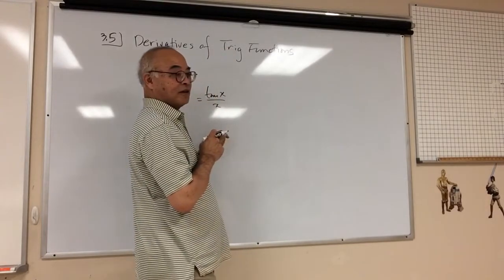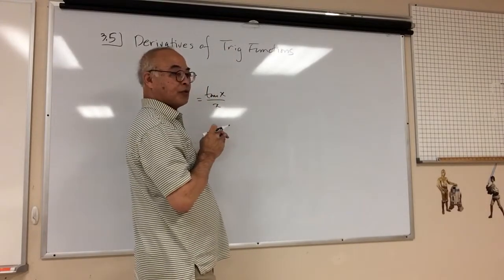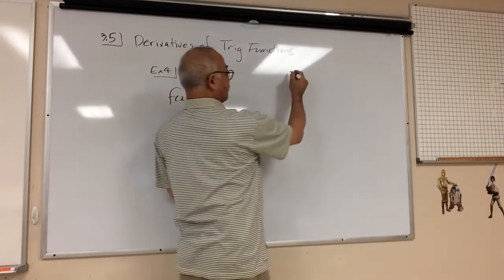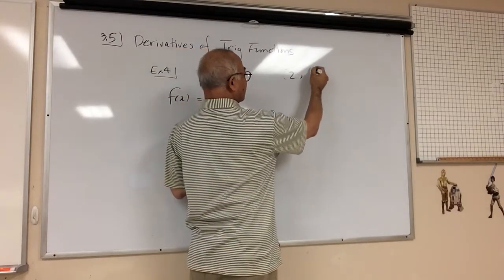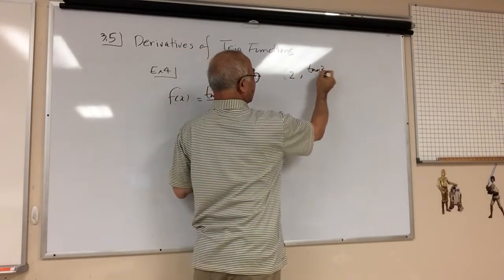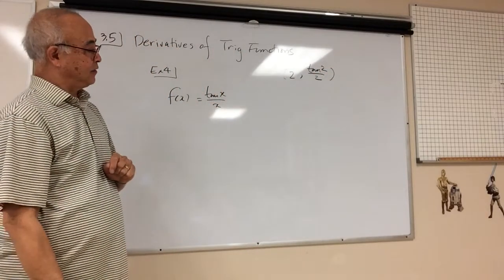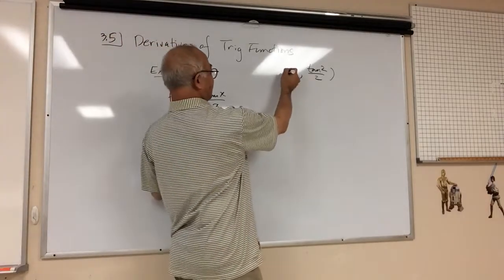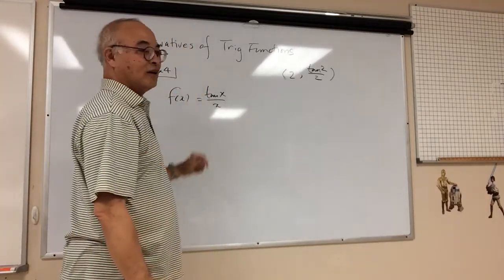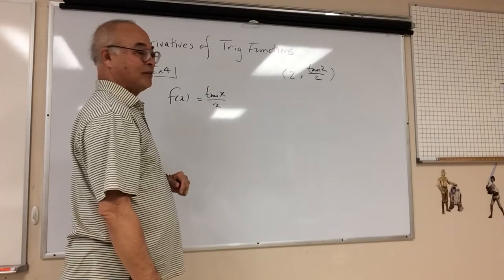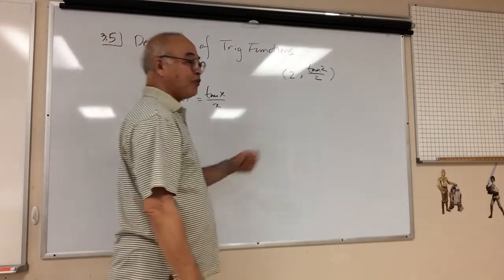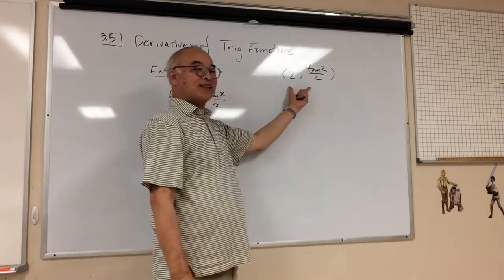Ship it to you. What's my point? What point does it go through? 2 and tan 2 over 2, right? Oh, okay. Why did you pick that? Because you just put the 2 into that. Put the 2 in here, right? Is it saying that's the point too? What's the point? I have to know the point because I'm trying to find the tangent line, right?